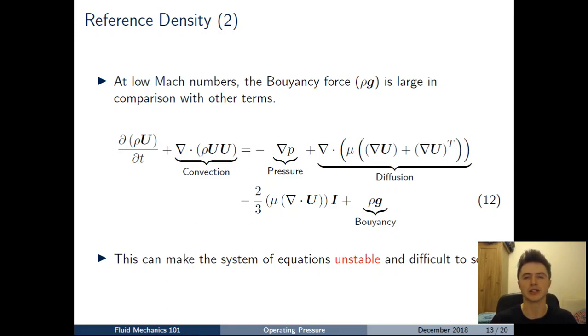And so what we'd like to do is to introduce some form of reference density so we can stabilize these equations and make them easier to solve at low Mach number. Now, of course, at high Mach number, the velocities and pressure changes are much larger, and so that buoyancy force term doesn't outweigh the others in the set of equations, and the set of equations tends to be more stable.